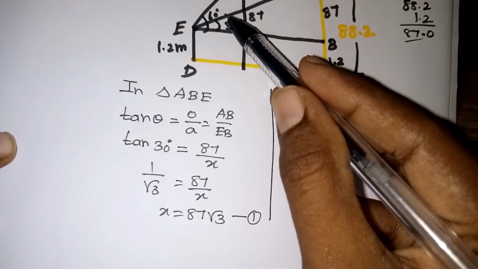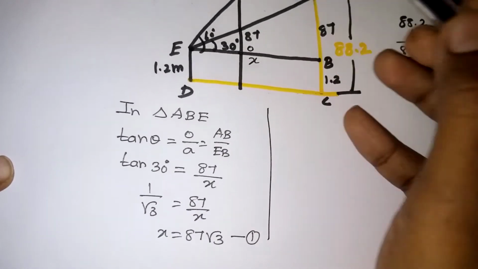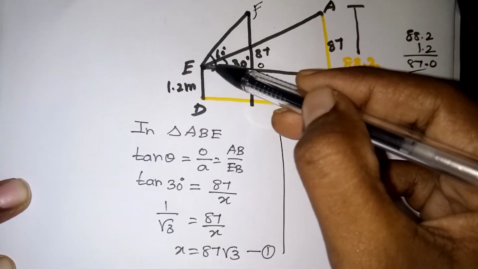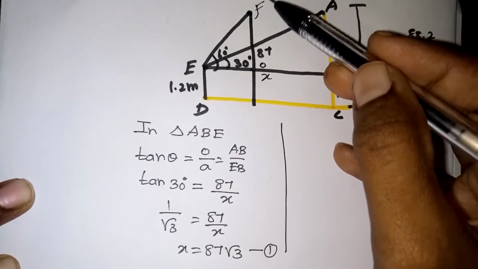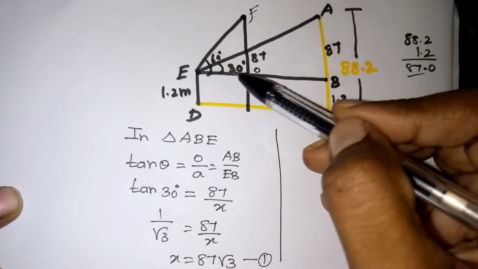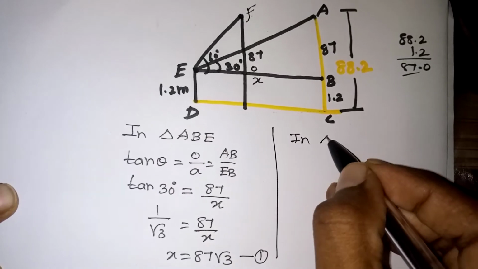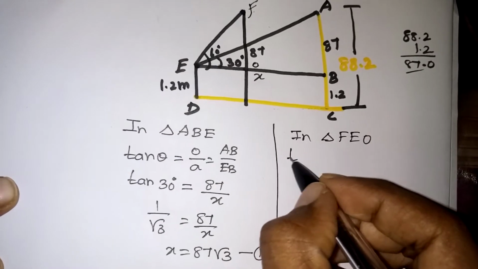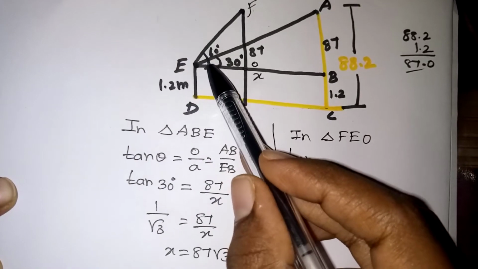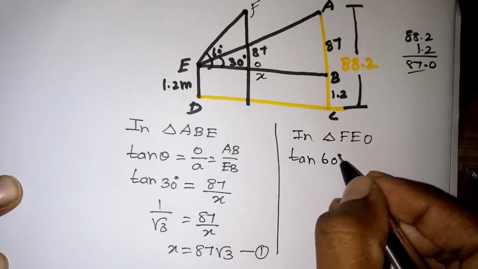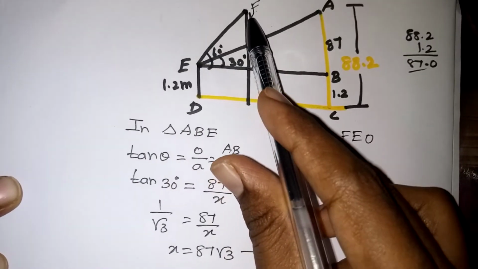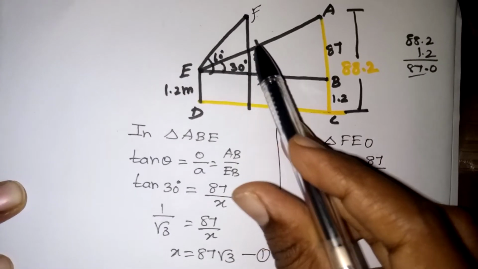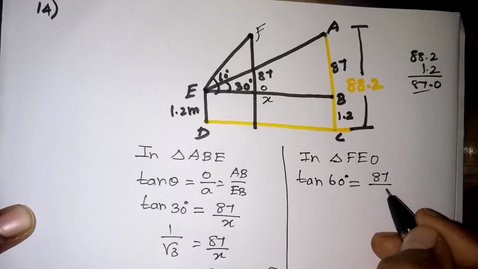Now let's go to the second place. Here we can take any variable, EF. Now we take the small triangle, this triangle, named FEO. In triangle FEO, any alphabet you can take by yourself, again tan theta, but in the place of theta we have 60 degrees. So tan 60 we should apply. Again the opposite side, the same height, will be 87, because the balloon is moving in a horizontal way. It maintains the same distance from the ground. So 87 will be this one.